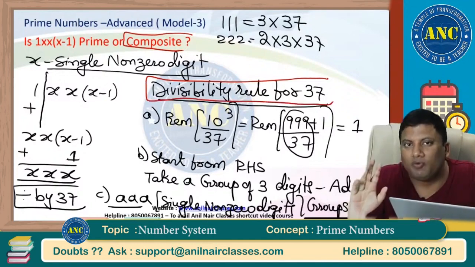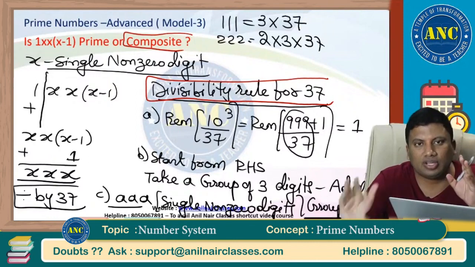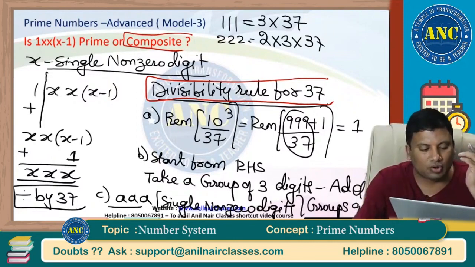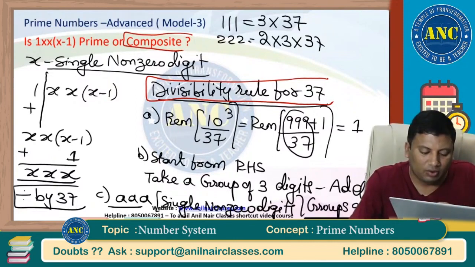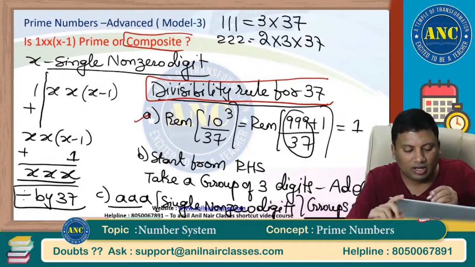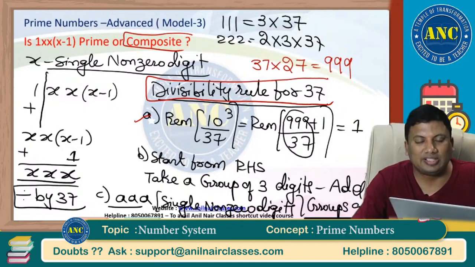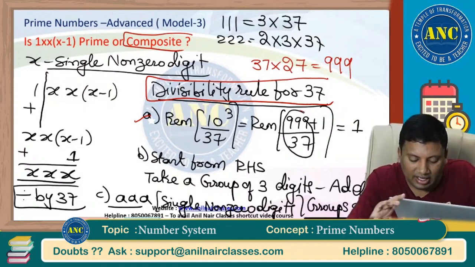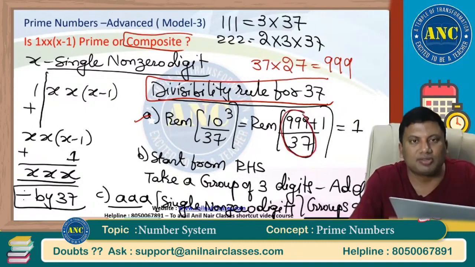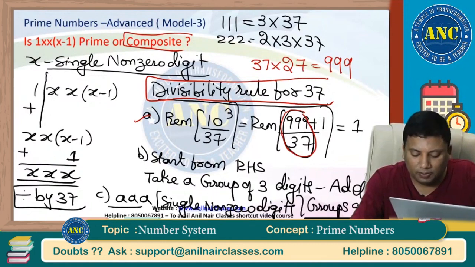Every question, one new concept. Every question, one new way of looking at the question. Right? Divisibility rule for 37. 10 cube divided by 37 gives 1. Why? Because 37 into 27 is nothing but 999. 999 is perfectly divisible by 37. So, plus 1, the remainder is 1.